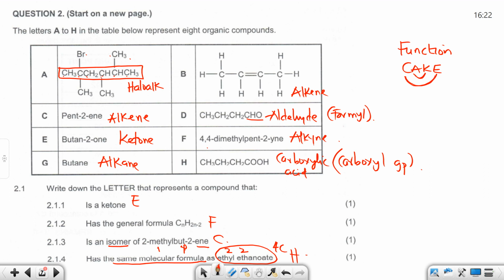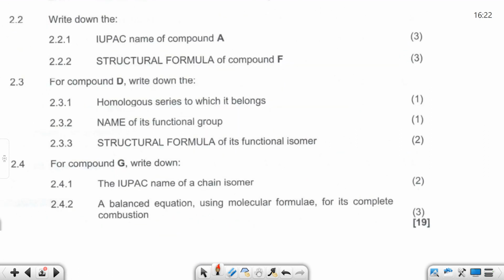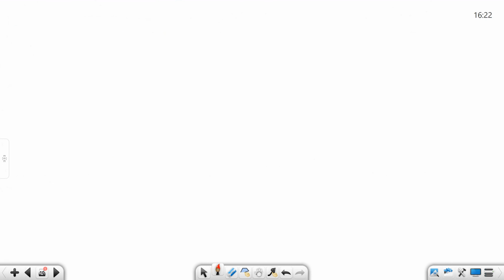4,4-dimethyl pent-2-yne. Now you will see that here, this is the owner of the compound, the yne. That is what takes preference. 4,4-dimethyl pent-2-yne. Let's quickly draw that. 4,4-di... Oh, that's wrong. 4,4-dimethyl pent.